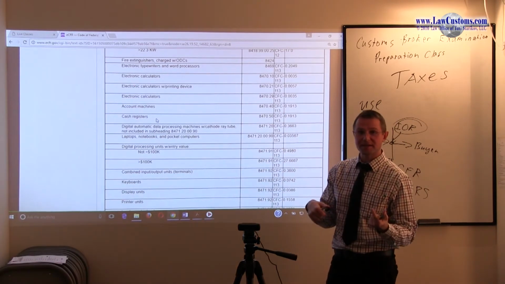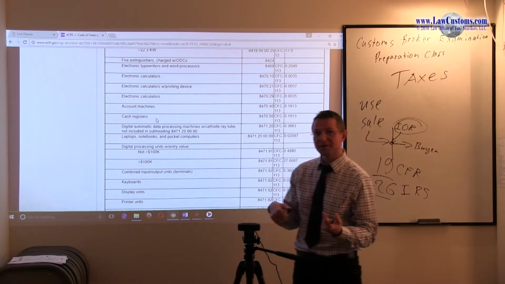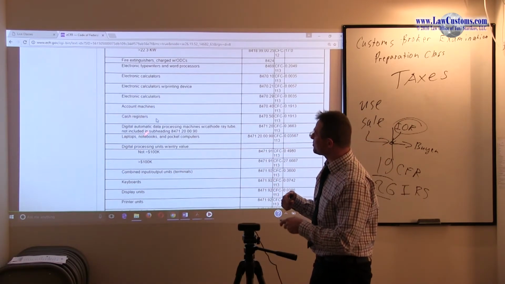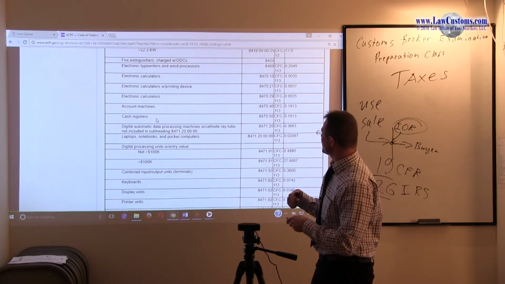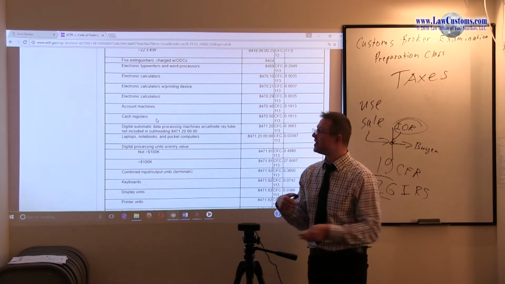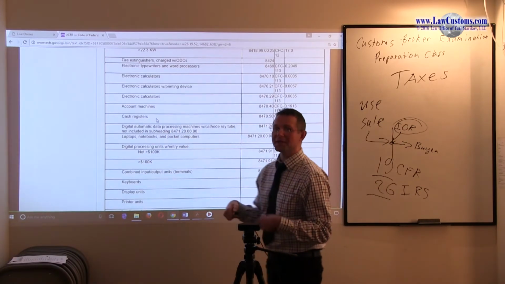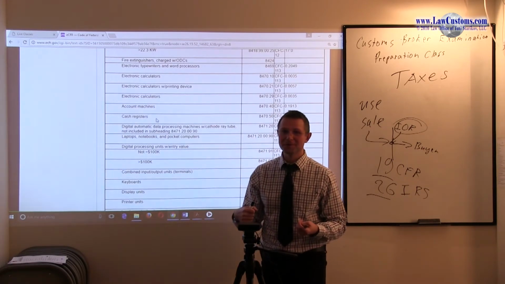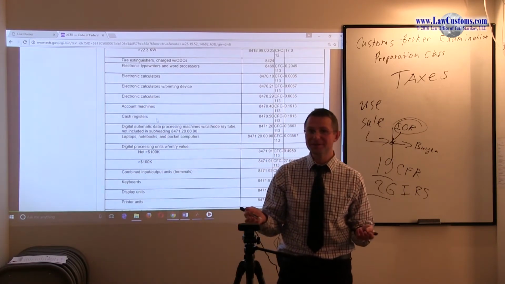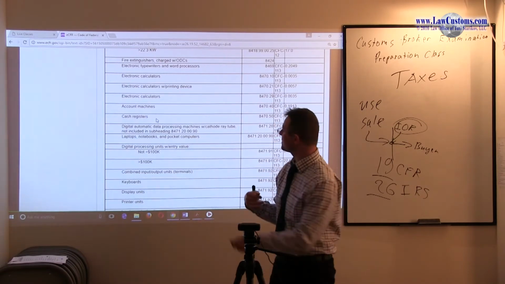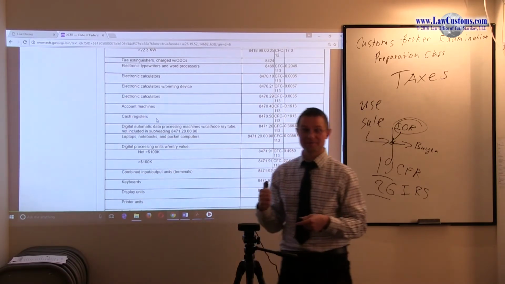And that's an excise tax which you may have to pay upon the entry. You have accounting machines, cash registers. You have digital automated data processing machines. Now, automated data processing machine is another word for the computer. So you bring in a computer, let's say you're the Best Buy, right? And you do a lot of sales and you acting as the importer of record, the liability may arise.